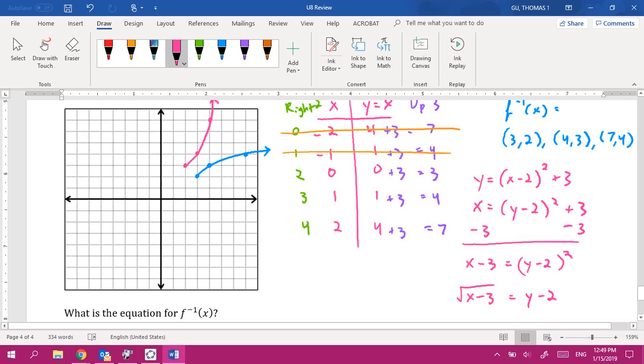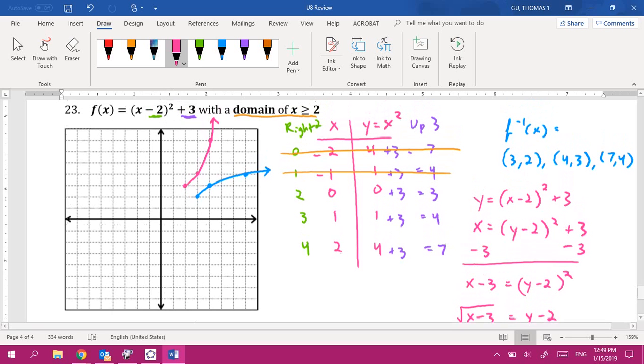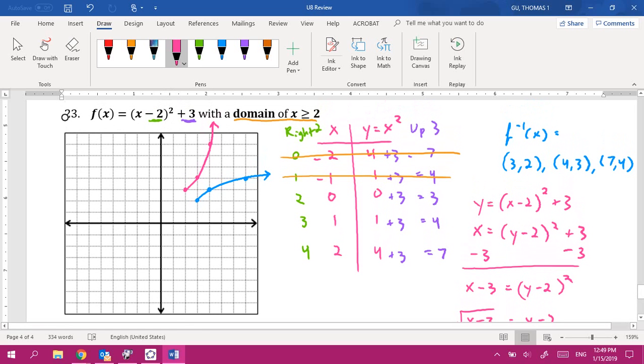That's right. And also remember, for an inverse, you switch the x's and the y's. So look at this. If the domain is x is greater than or equal to 2 on the original, that means on your inverse, the range is y is greater than or equal to 2. And notice how all the y's are 2 and up. That's why it's positive.